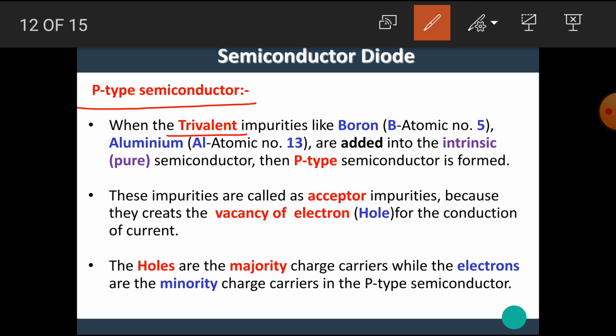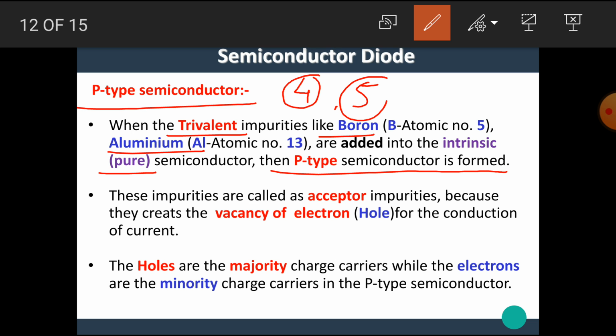When trivalent impurities like boron and aluminum are added into an intrinsic or pure semiconductor, then p-type semiconductor material is formed. Now the question arises, what is meant by trivalent impurities? We know that tetravalent means 4 valence electrons in the outermost shell, pentavalent means 5 valence electrons in the outermost shell, and trivalent means there are 3 valence electrons in the outermost shell.